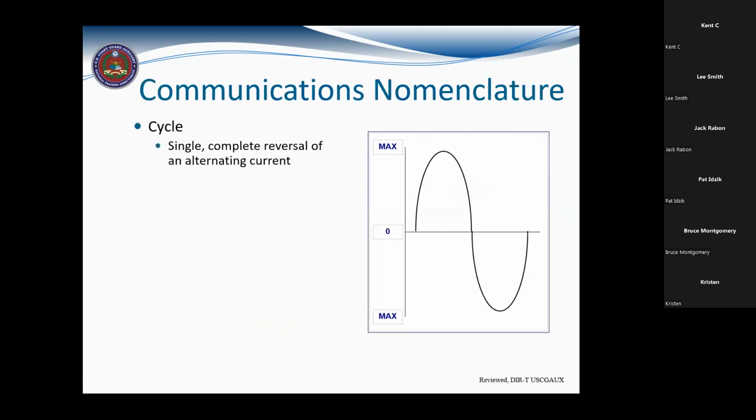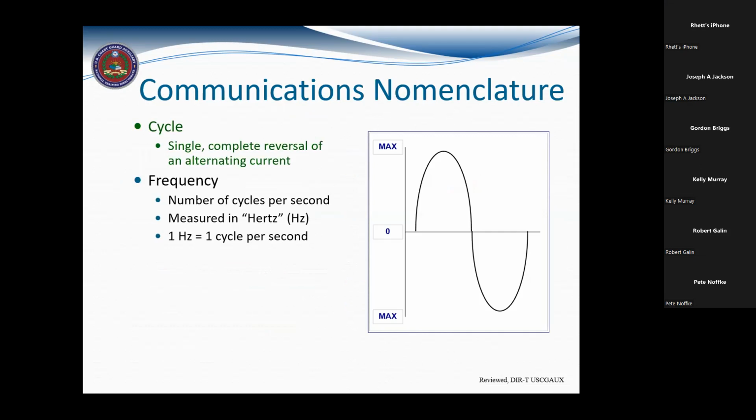So we're going to jump into the nomenclature. Radio signals are transmitted in waves, which can be pictured as sine curves. One complete reversal of the signal is considered one cycle. The number of cycles that occur per second will be a measure of the frequency. The unit that applies is hertz. So 1 hertz is the same as 1 cycle per second.